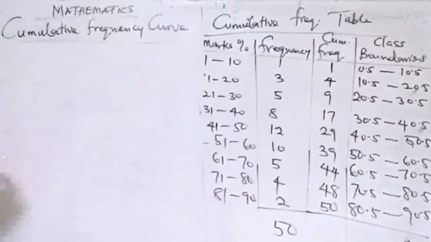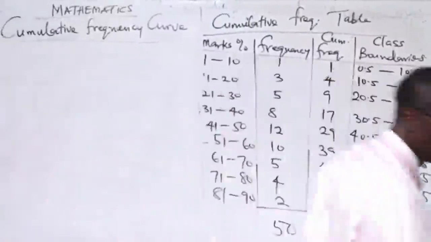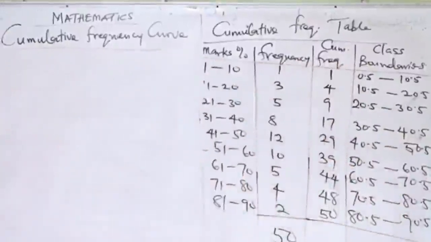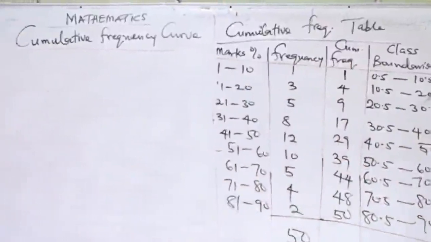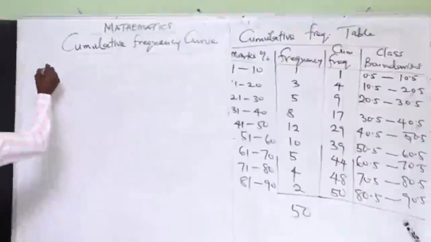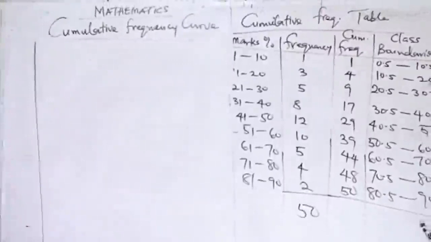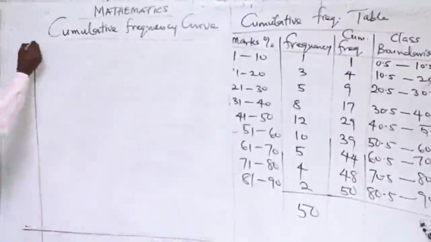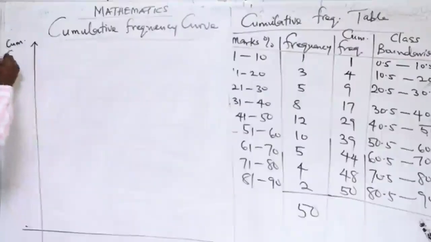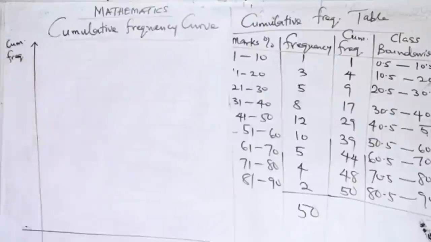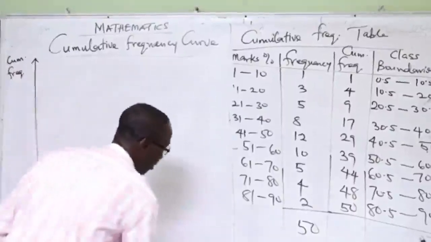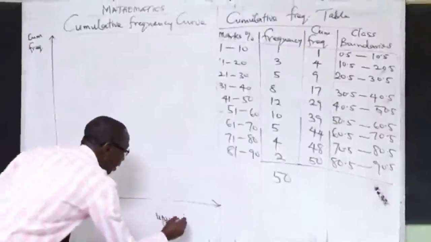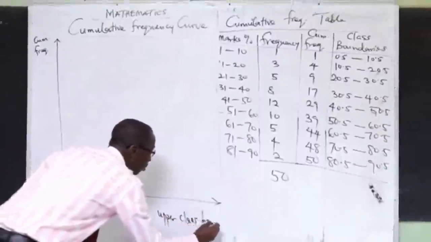We can use this space now for the cumulative frequency curve. Do we place our y-axis in the middle? What do we plot on the y-axis? Cumulative frequency. What do we plot on the x-axis? Class boundary. Basically, it should be upper class boundary.